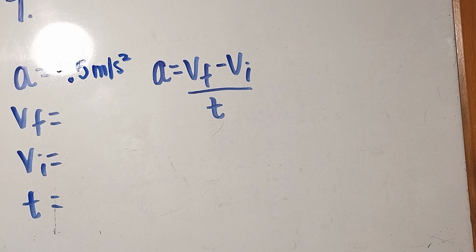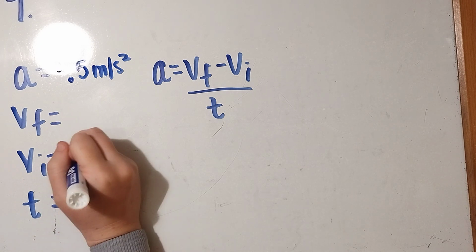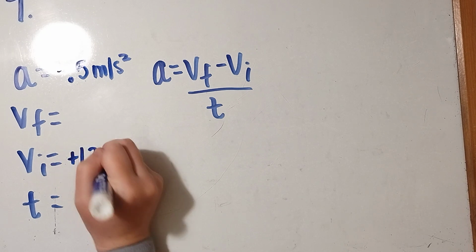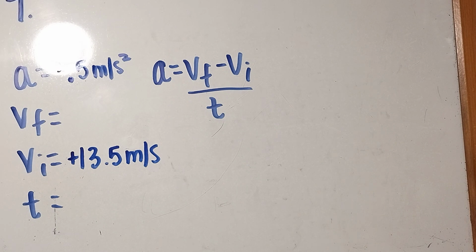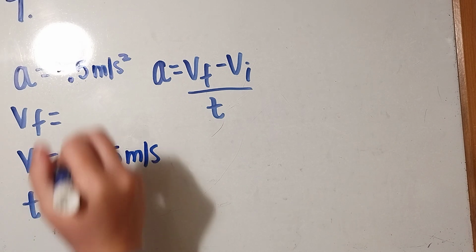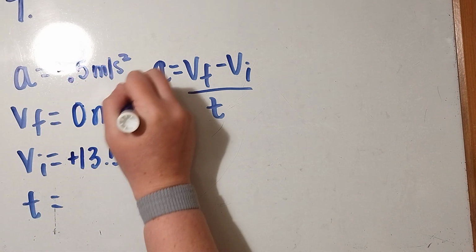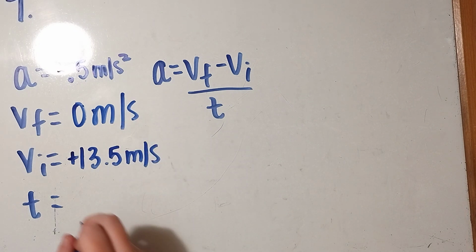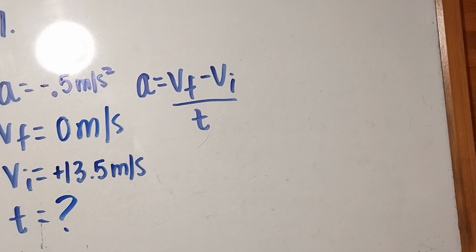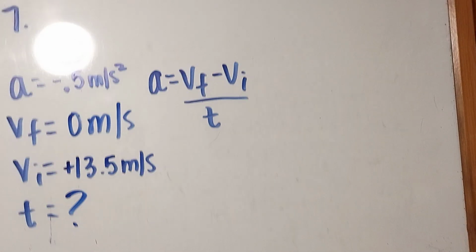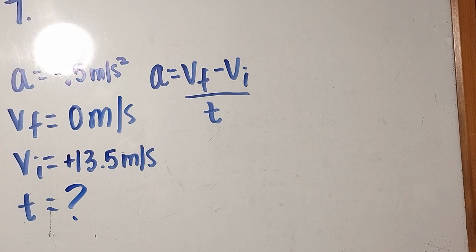How long will it take the cyclist to bring the bicycle with an initial velocity of 13.5 meters per second to a complete stop? Complete stop means our final velocity is going to be 0 meters per second. We're trying to figure out how long it takes to come to a complete stop, so time is going to be our question mark. This is where things get a little tricky with the acceleration equation.